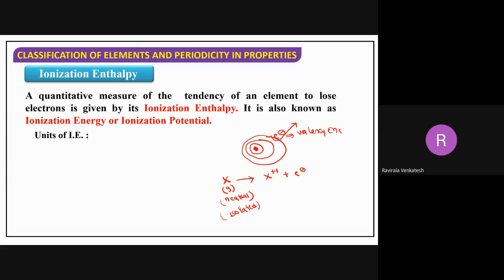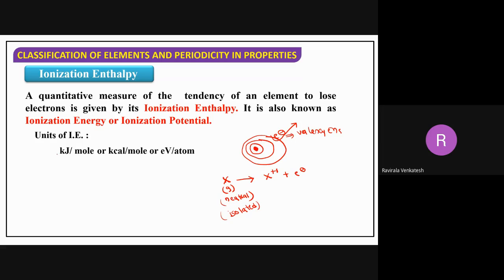Which one? Valency electron. Which electron are we removing? The most loosely bound electron, or valency electron. From where are we removing? From a neutral isolated gaseous atom. That is called what? Actually, ionization energy or enthalpy.